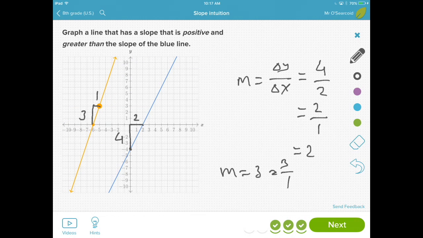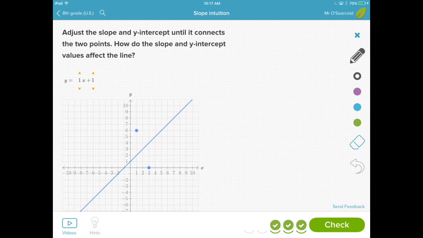You can see there 3 over 1. So it is indeed a steeper slope than the blue line. You can see that quite clearly.